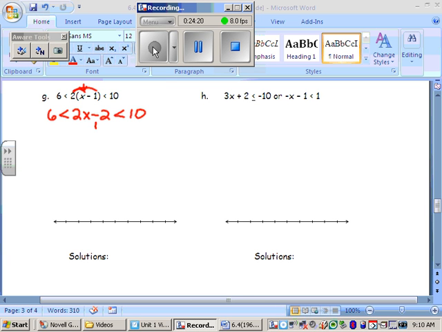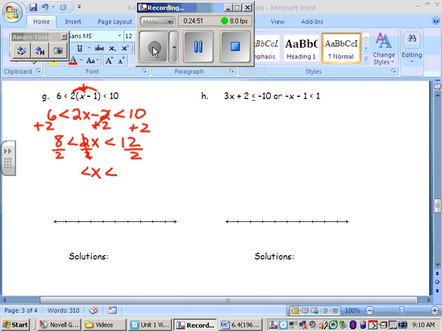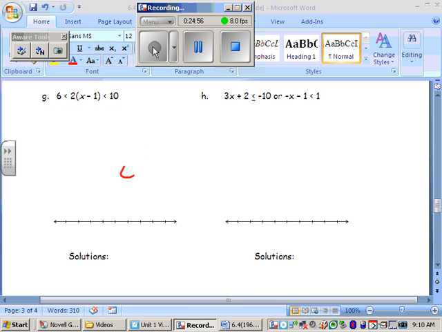Now to isolate this x, we would first add the 2. And we're going to do that to both the left and the right side of the inequality symbols. So this narrows us down to just a 2x in the middle. On the left, 6 plus 2 is 8. And on the right, 10 plus 2 is 12. We will now, to finish isolating the x, divide everything by 2. Then you will notice the x will be isolated in the middle. On the left, 8 divided by 2 is 4. And on the right, 12 divided by 2 is 6.